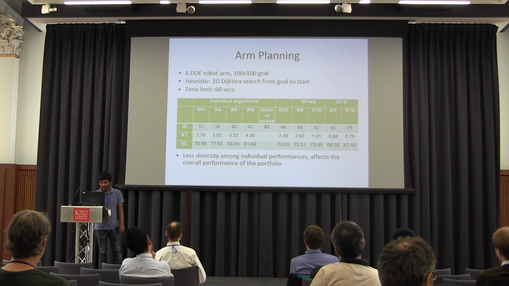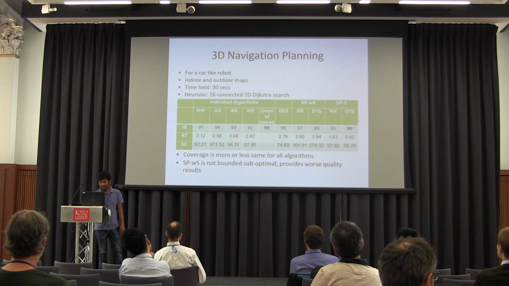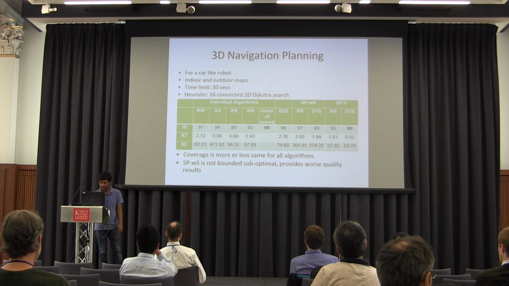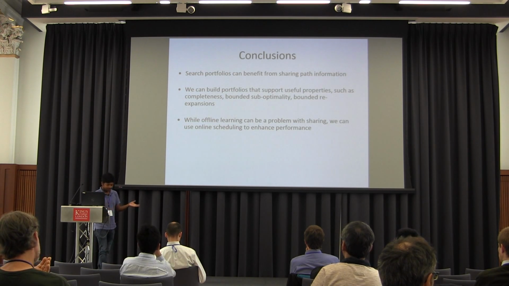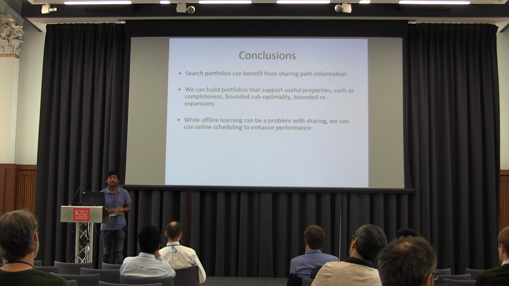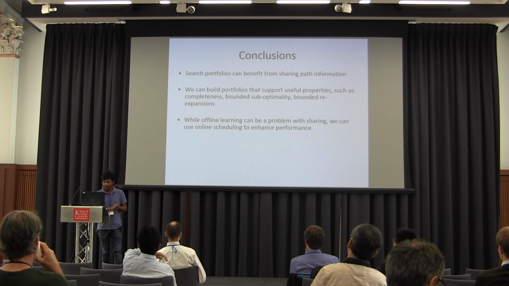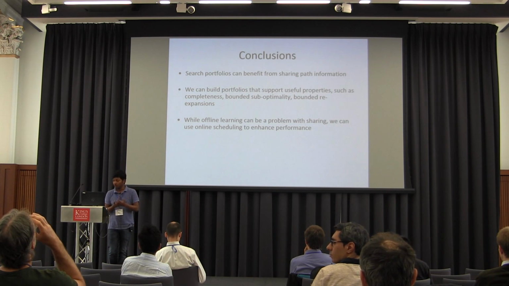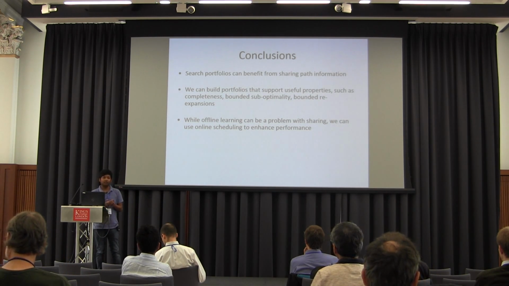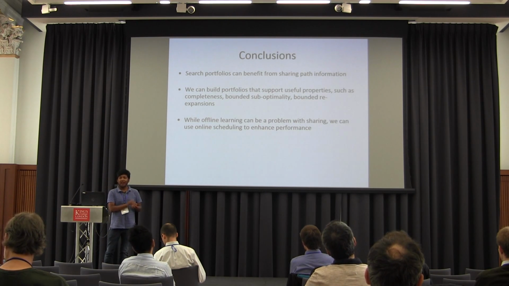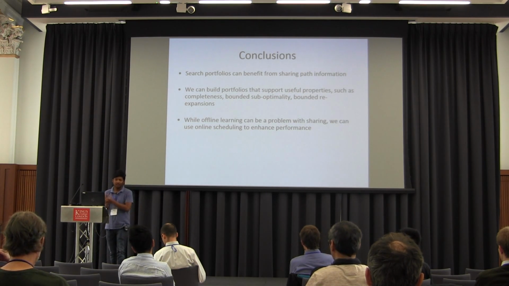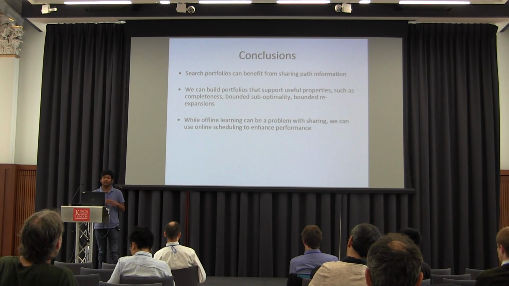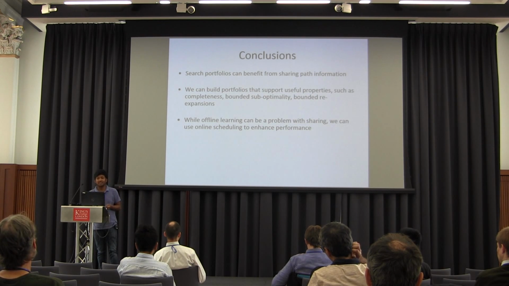There are also arm planning results and 3D navigation planning results. You can look into it. I'll not go into the details of all this. As a conclusion, such portfolios can probably benefit from sharing. We can use them to satisfy properties and make more robust decisions, and while offline scheduling and resource distribution doesn't work for this case, there are nice online solutions that can probably do much better than the basic round robin. And that's it. Thank you.